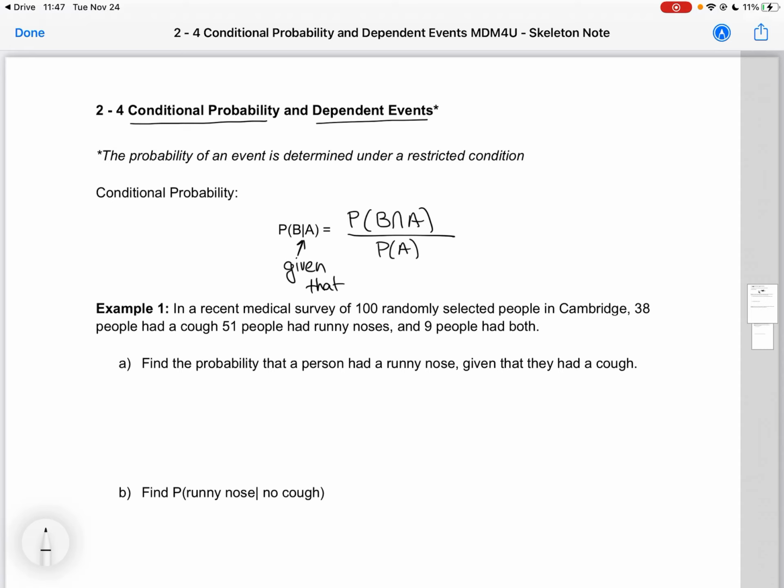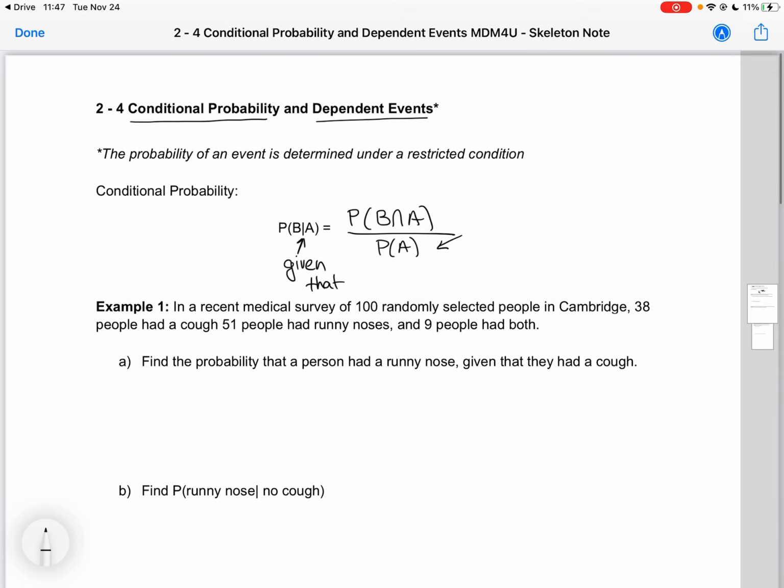So what you're doing is restricting your sample space to be only that of event A, and then further determining that probability based on the number of times that B and A happen, or the chance that those two events are going to happen together.